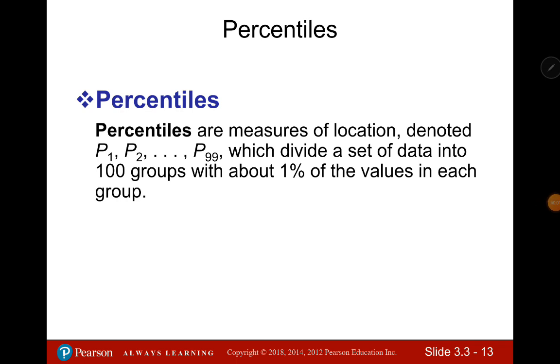Okay, about percentiles, let's check the definition first. If we have a whole data set, we want to divide the whole data set into 100 groups. Then in each group, there are 1% of the values. So for example, we have 300 values in our data set. If we divided the whole data into 100 groups, then each group will have 3 values. So that's just the basic definition of percentiles.